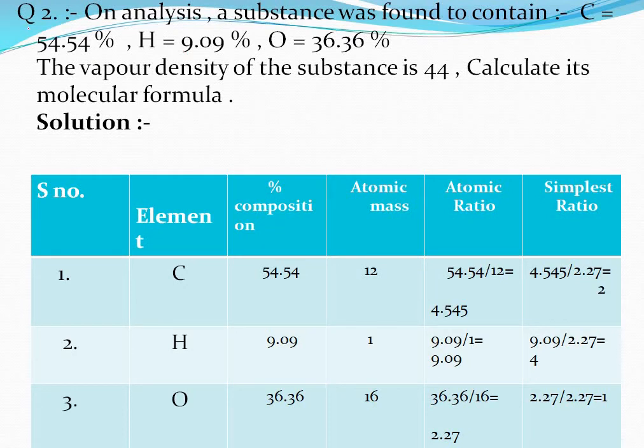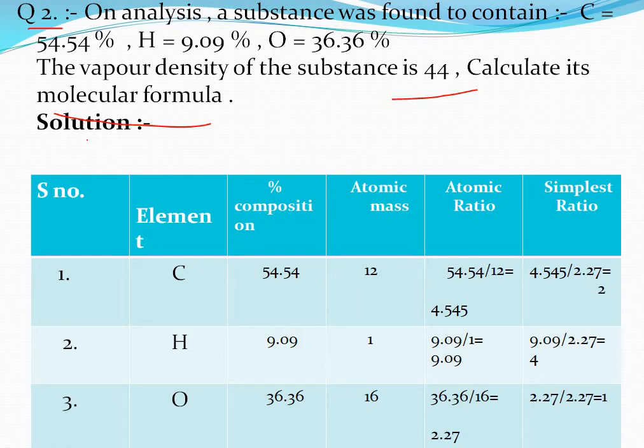Okay, now moving on to question number 2. He says, on analysis, a substance was found to contain carbon 54.4%, hydrogen 9.09%, oxygen 36.36%, right? He said that the vapor density of the substance is 44. Calculate its molecular formula. Now we are calculating this molecular formula with the help of the percentage composition given. He is not giving us the empirical formula, so that we need to calculate, as we learned earlier, right?